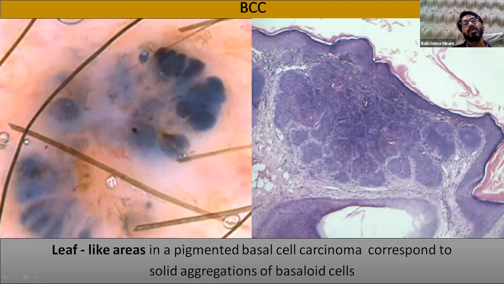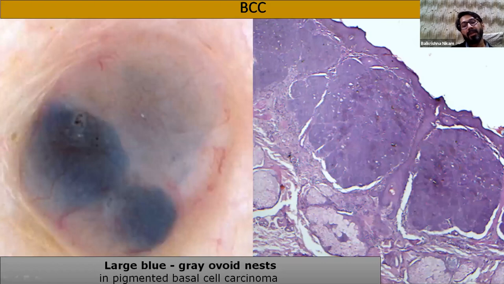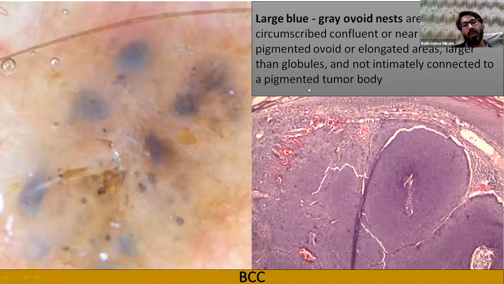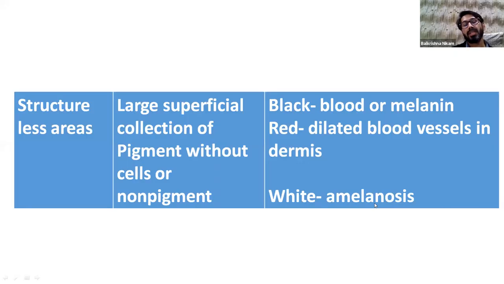Remember, BCC is mostly connected to the epidermis. So it is a pigmented tumor, and then you can see the pigmentedness. In brown skin, or skin type 3 or 2, you may not see the pigment much, and you have to depend more on the vascularity of the BCC. Large blue-gray ovoid nests in a pigmented basal cell carcinoma are deeper structures. They are not connected to the epidermis, but they are melanized, so they appear as bluish ovoid nests.